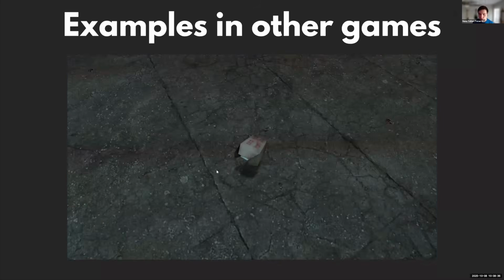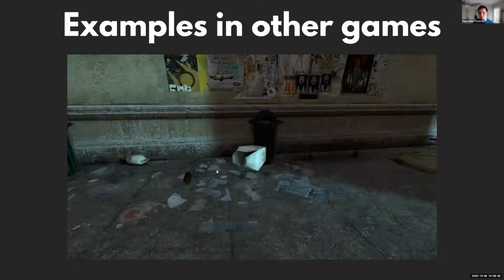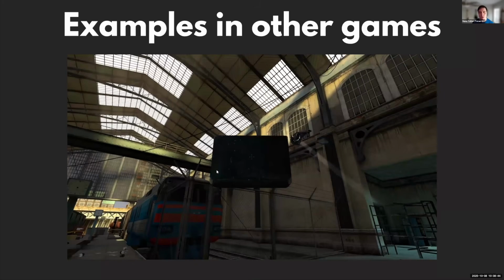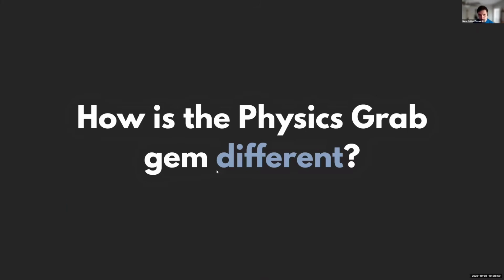And if they do use physics, they often apply a really high force or velocity on the object to the point where the object still looks like it's just snapping into position. I'm pretty sure this is how Half-Life 2 and Portal handle it. So the big question is, how is the physics grab gem different? So now I'll share the O3DE editor and demonstrate that, if that's okay.